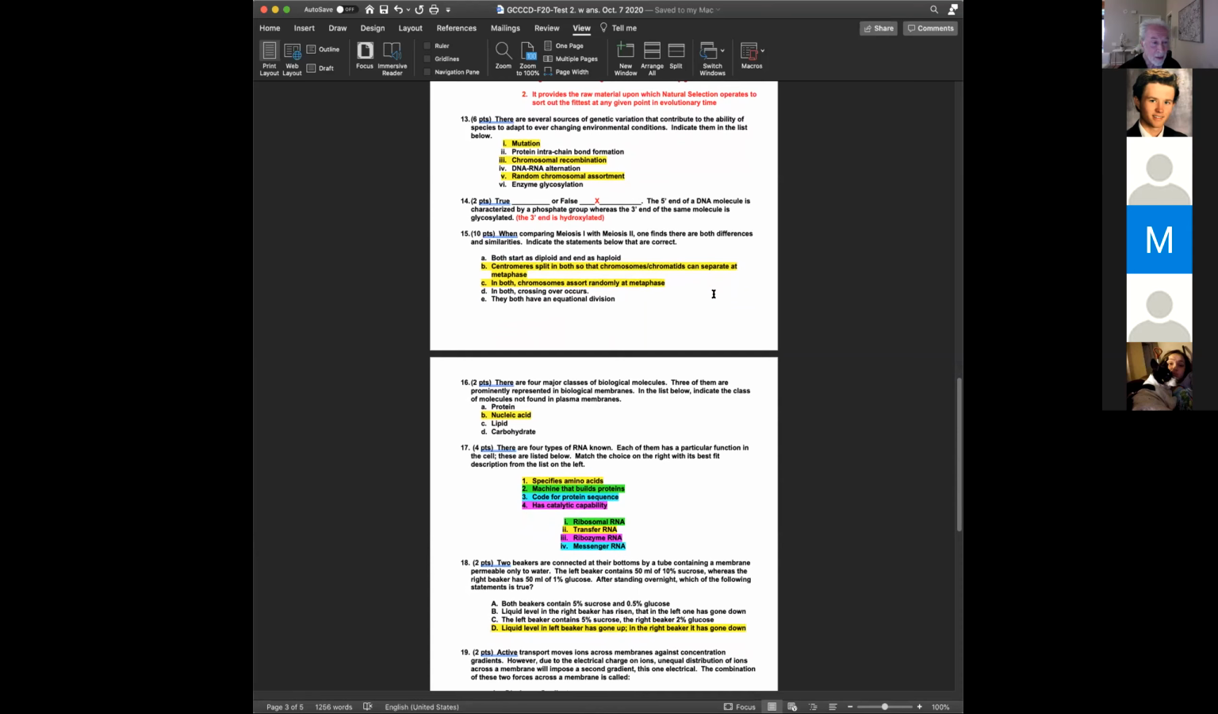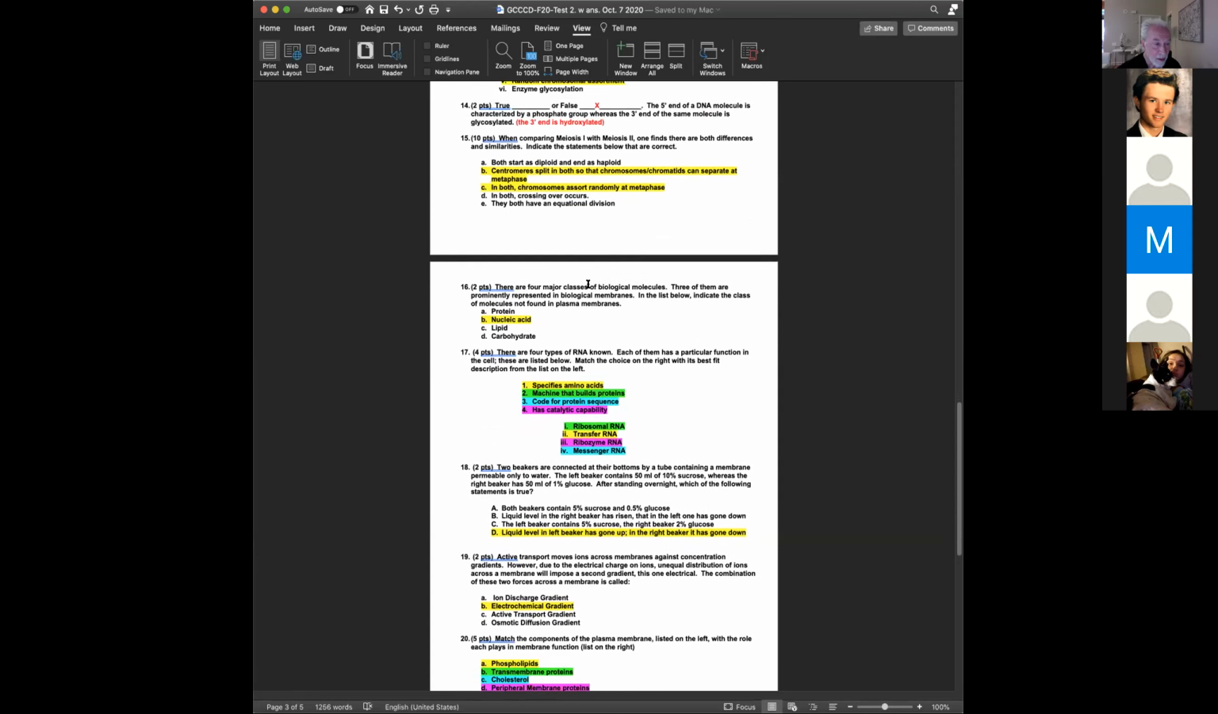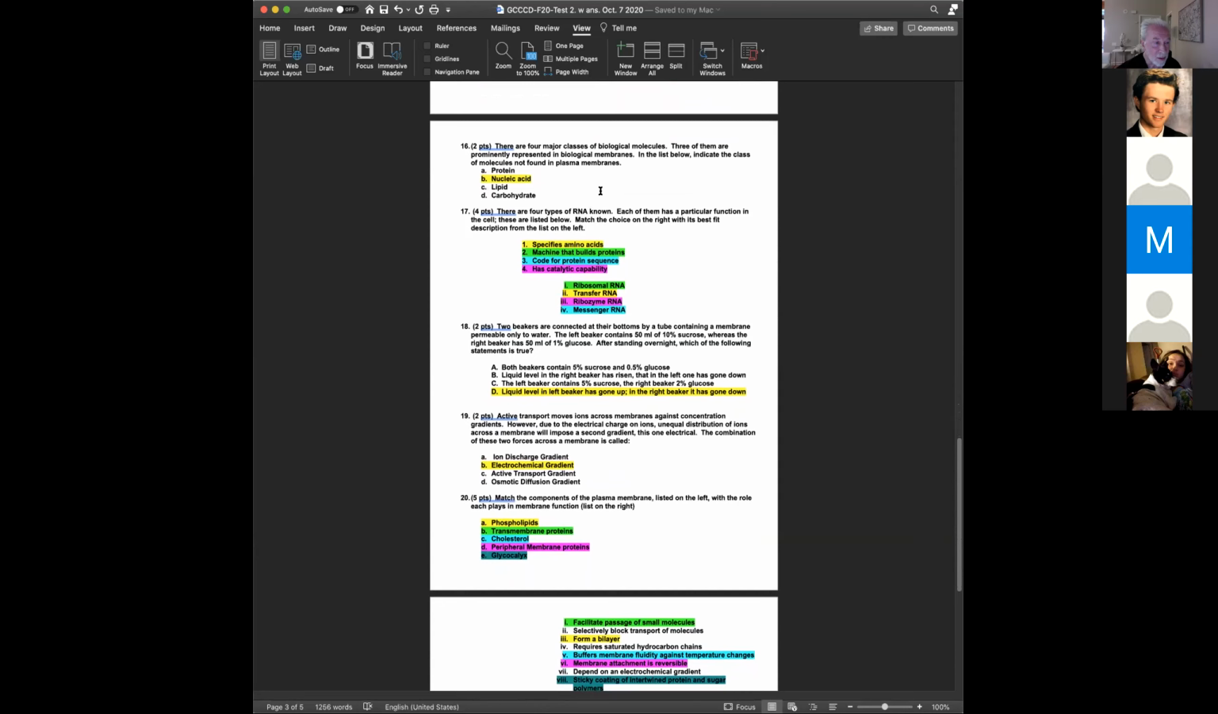Now, when comparing meiosis 1 and 2, there are differences and similarities, and I ask for the statements that are correct. The chromosomes split, and chromosomes assort randomly. Now, the next question is about membranes. We have 4 major classes of biological molecules. Which one of the 4 is not found in membranes? It's nucleic acid.